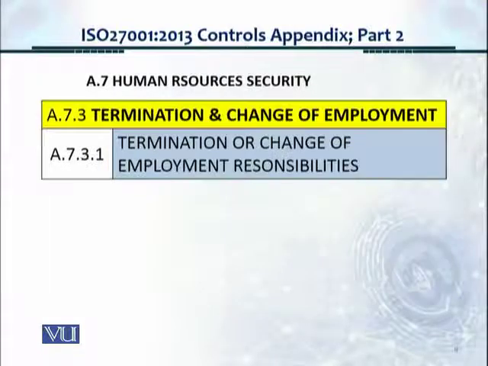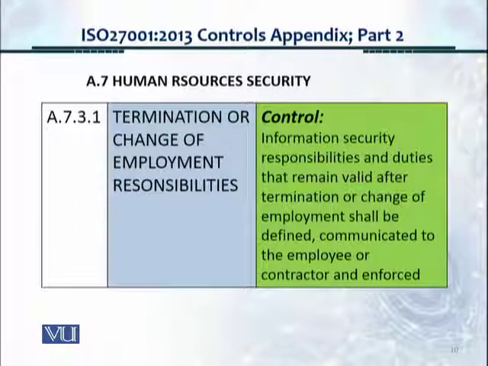And then moving on to the third control objective, A.7.3, termination and change of employment, which is the last stage in the employment cycle. It says termination or change of employment responsibilities. And let's take a look at the detailed description. In green, it says information security responsibilities and duties that remain valid after termination or change of employment shall be defined, communicated to the employee or contractor, and enforced.